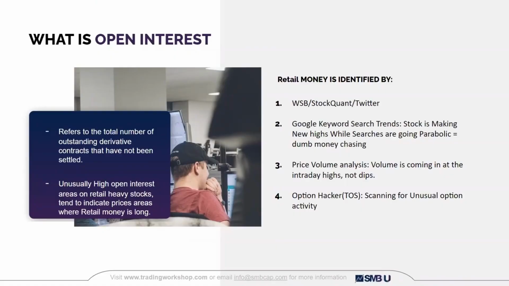And then how to identify retail money: using Wall Street Bets, stocks on Twitter, a lot of social media sites, keyword search trends. A lot of the time you'll see these trends going parabolic, same with the price, just like recently we had Bitcoin going parabolic with the trend of Google searches also going parabolic. With price volume analysis, volume is coming into the intraday highs and you're seeing volume push through, showing that people are chasing FOMO, a lot of common behavior of retail buyers. And then another one, Option Hacker on Thinkorswim, you can do searches for these. And these people are the most generous people on the planet. They will give you their whole account because they do not know what they're doing.